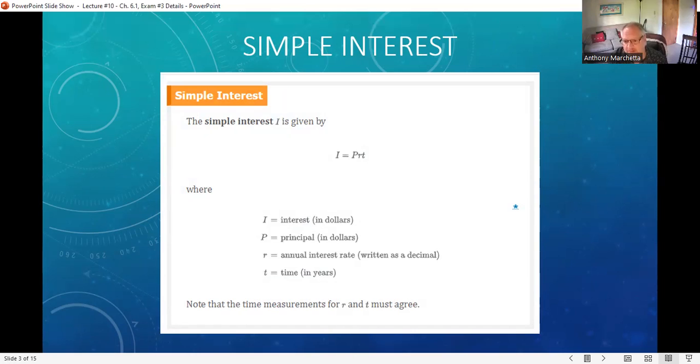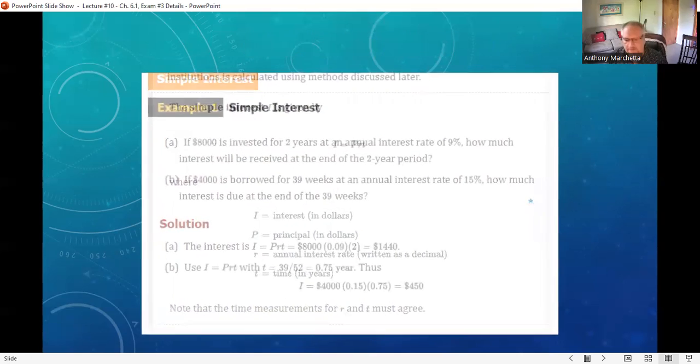But the good news is here in quantitative analysis 1, we don't really mess around with that. It is almost always years. I haven't seen any of the word problems other than years. So it sticks to years and they agree. But the point is, make sure that your R is based on an annual rate, okay?